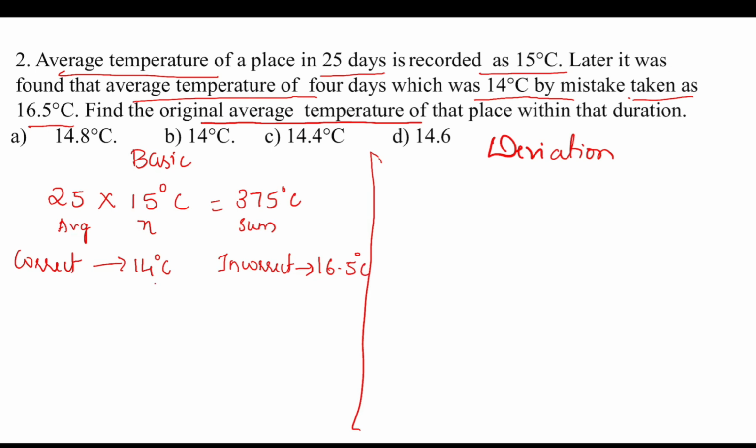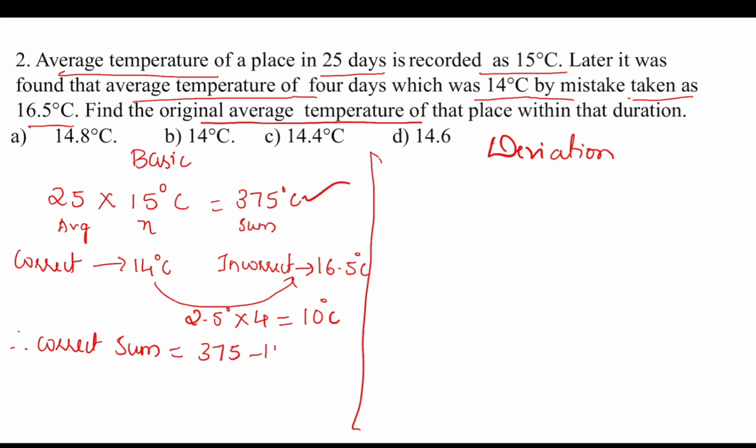So how much more was noted? It should be 14, but it was noted 16.5. That means 2.5 degrees for each of the 4 days was extra noted. So 2.5 into 4 will be 10 degrees. That means 10 degrees was extra noted. So the correct sum will be how much? This was the sum when wrongly noted, so the correct sum will be 375 minus 10, which is equal to 365.